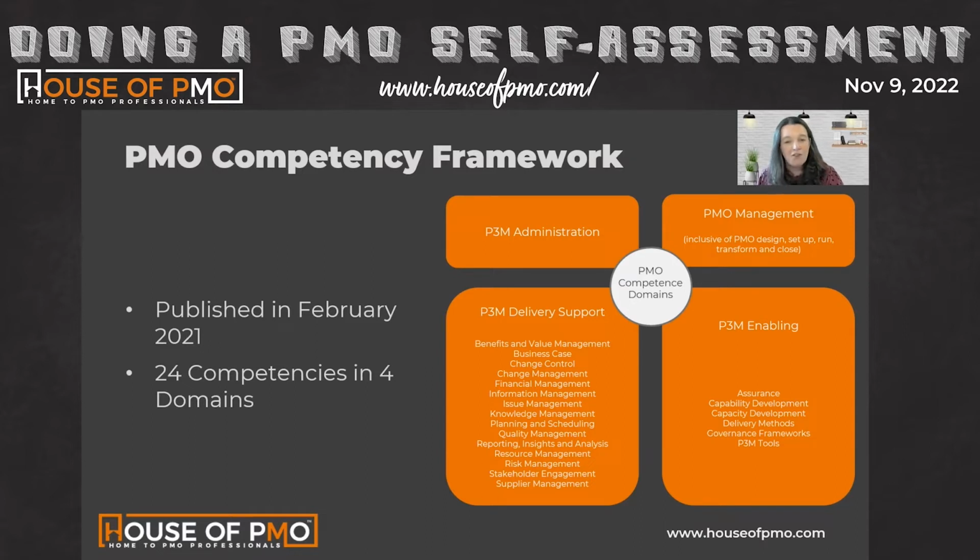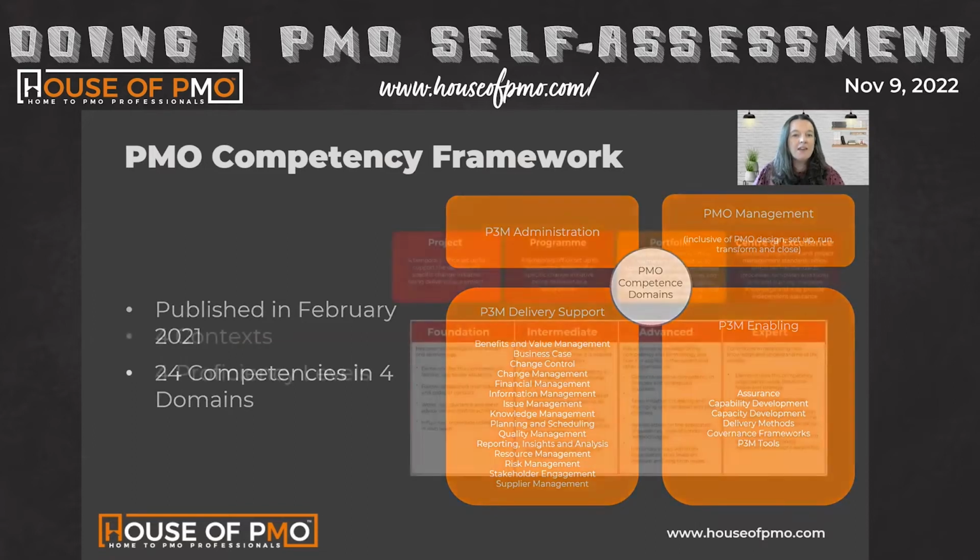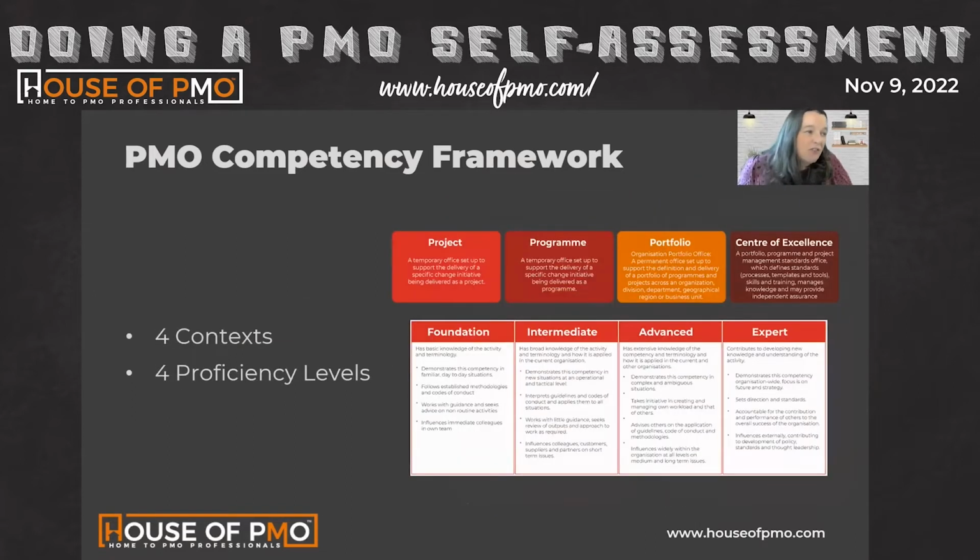However, you can also do a self-assessment against the entire competency framework, so it gives people those choices. It also allows people to do a self-assessment against different contexts. What you're seeing on screen now is what we consider to be the 4 main contexts that you would see in a PMO: project, program, portfolio, and center of excellence.